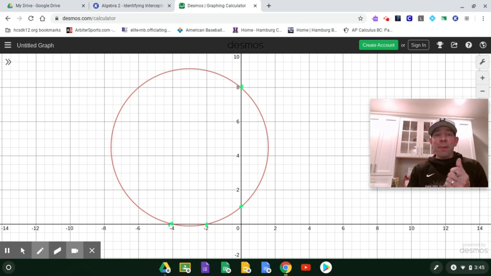All right, that's it for intercepts, and I promise you, just take these ideas, stick them in your back pocket, and you'll be amazed at how often you use these over the next 3 to 4 years, I bet. Have a great night.